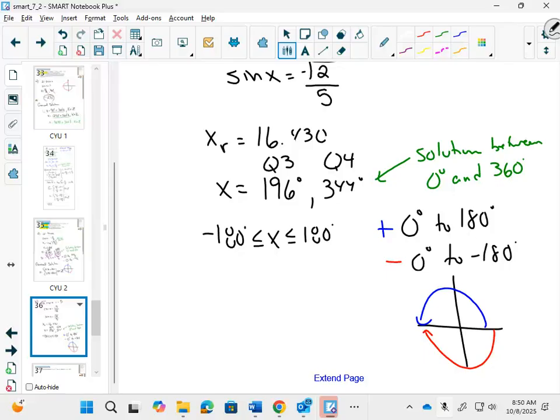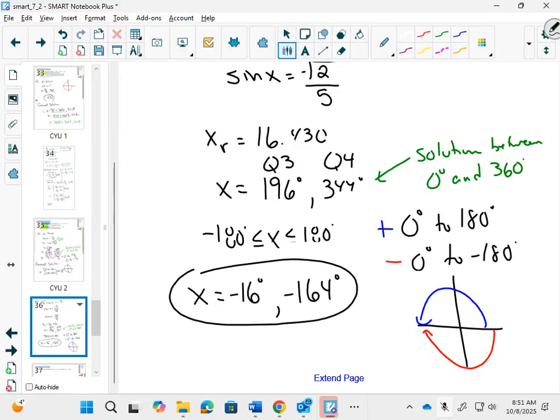So now my actual answers for x, what is coterminal with 344? Negative 16. What's coterminal with 196? Well, I could do 196 minus 360, or I could also do 180 minus my reference angle of 16, and then make that negative, and get negative 164 degrees. So these are my answers. I'm going to circle them. Those are my answers in the domain rounded correctly.